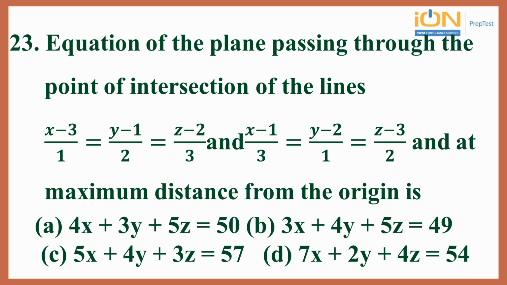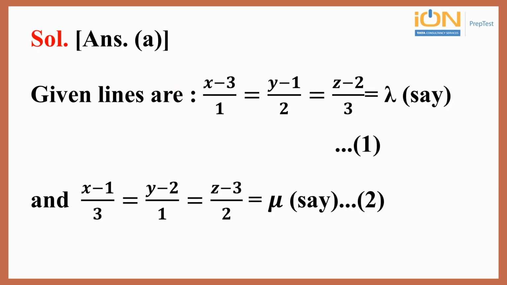Let's move to the next question, question number 23. Equation of the plane passing through the point of intersection of the lines given in the symmetric form (x minus 3) by 1 is equal to (y minus 1) by 2 equal to (z minus 2) by 3, and (x minus 1) by 3 is equal to (y minus 2) by 1 is equal to (z minus 3) by 2, and at maximum distance from the origin is: first option, 4x plus 3y plus 5z equal to 50, second option, 3x plus 4y plus 5z equal to 49, third option, 5x plus 4y plus 3z is equal to 57, and fourth option, 7x plus 2y plus 4z is equal to 54. The answer is the first option, that is A.